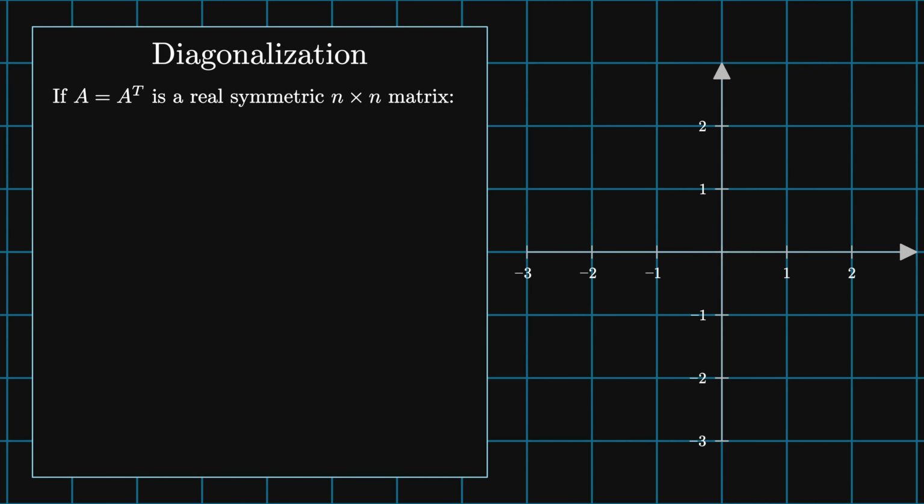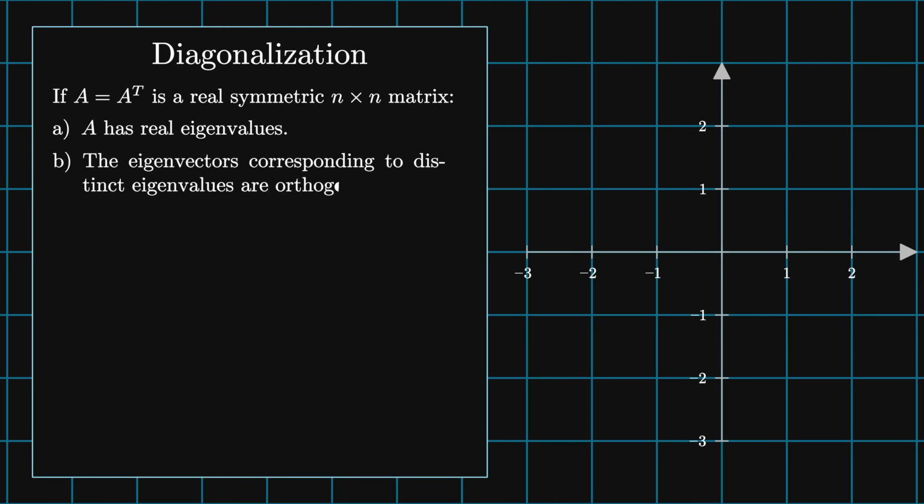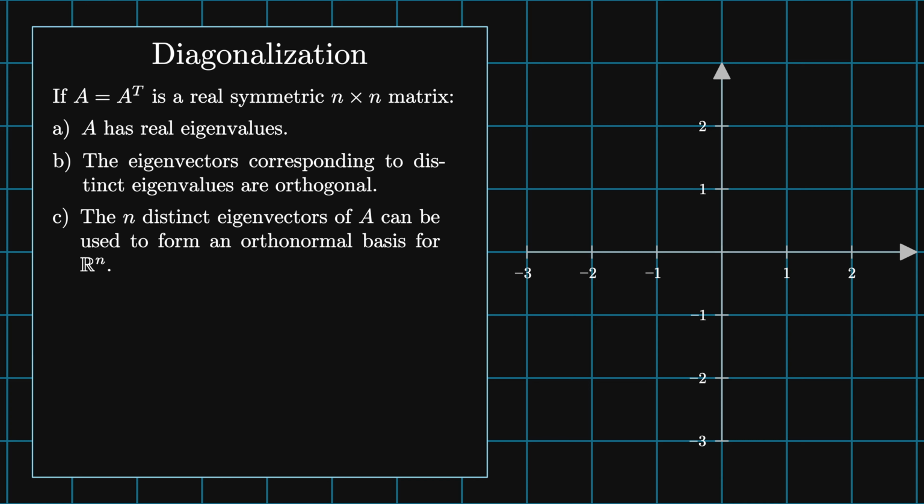Symmetric matrices have some additional nice properties of their eigenvectors and eigenvalues. For an n by n symmetric matrix A, the eigenvalues of A are real. The eigenvectors corresponding to distinct eigenvalues are orthogonal. If A has n distinct eigenvectors, then they can be used to form an orthonormal basis for Rn.